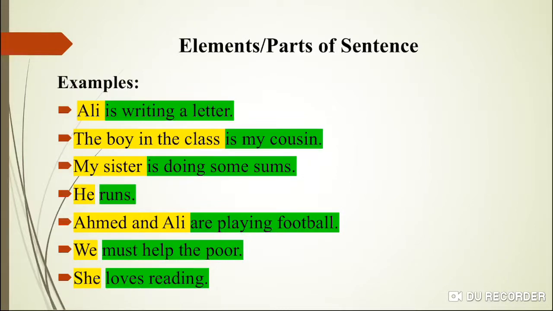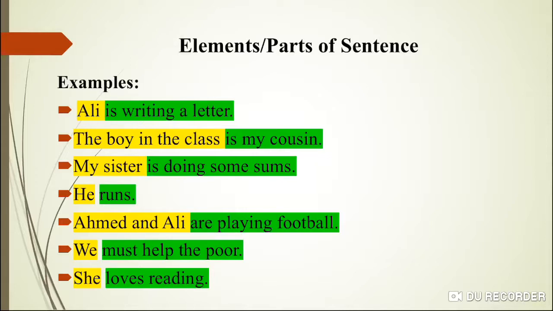So you can see over here the examples. With yellow you can see these are the subjects and green ones are the predicates. Ali is writing a letter. We are talking about Ali, so Ali is our subject, and what we predict about Ali, we predict that he is writing a letter. So is writing a letter is a predicate and Ali is our subject. Ali is a single subject, we have just one word as a subject.